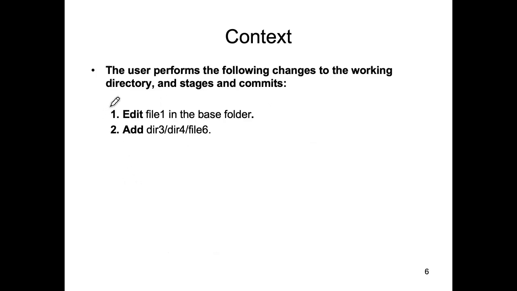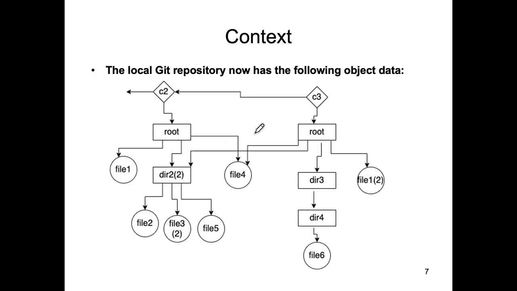And kind of on and on we go. Let's suppose we do another set of changes. Edit file 1, which is up in our base directory, and we add a new subdirectory to dir3. Sorry, dir3 is a completely new directory, and we have a subdirectory within that and a file within that. Then we do a staging and a committing, and it starts to get even more complicated.